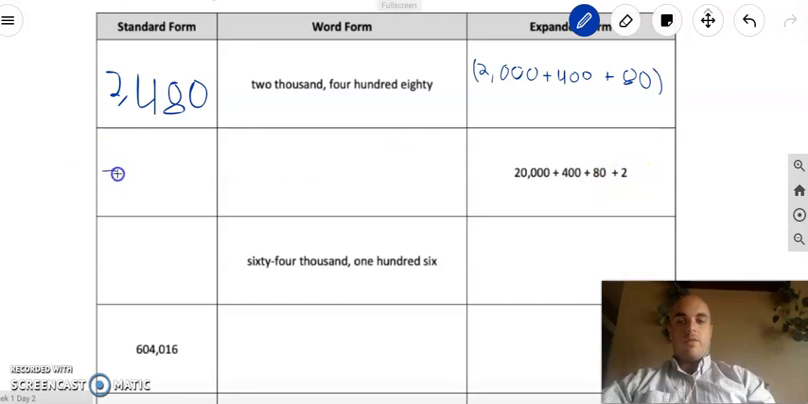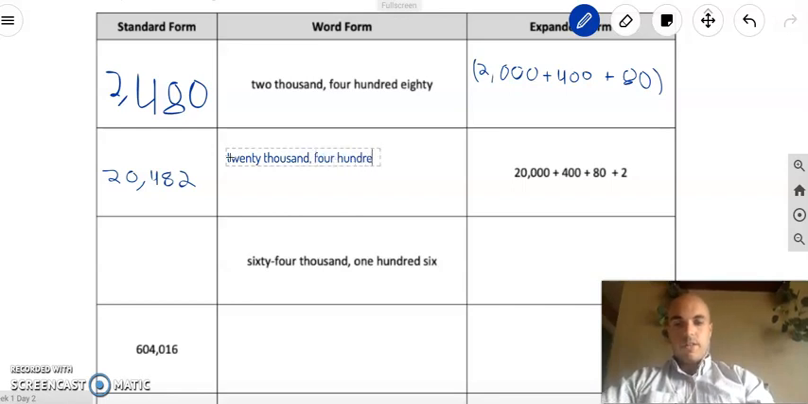So I have 20,000. I've got a 4 in the hundreds place, an 8 in the tens place, and a 2 in the ones place. Great. I'm going to say it out loud to myself one more time. Listen really closely, and then I'm going to put it into word form. 20,482. Okay, so I have 20,482. Great.